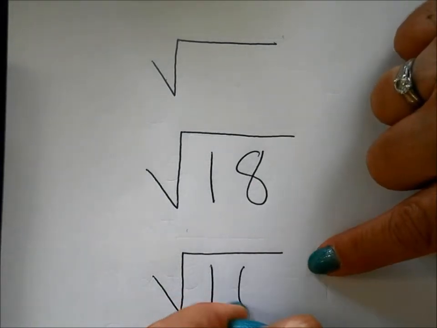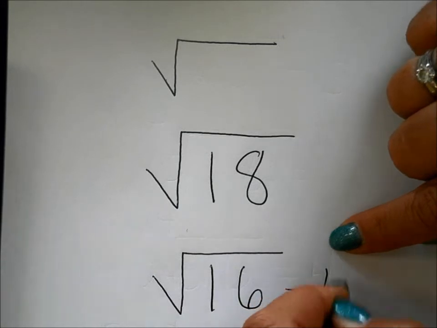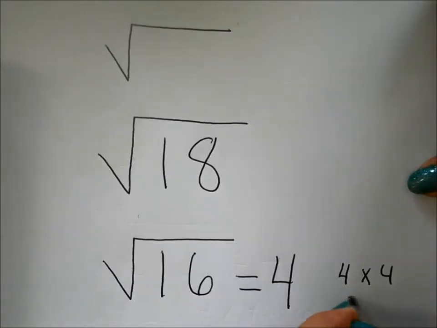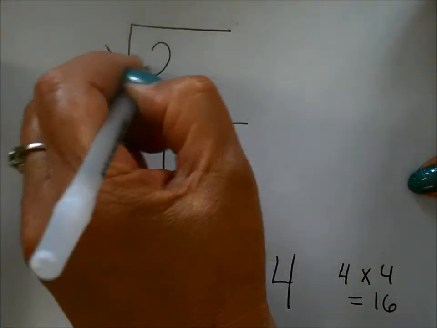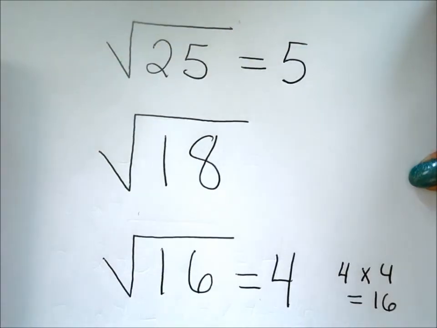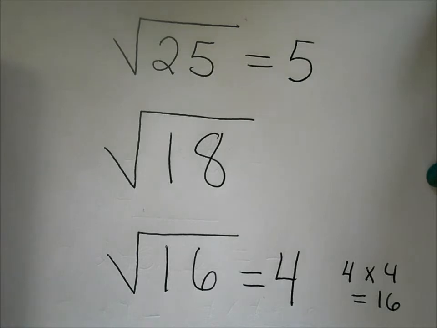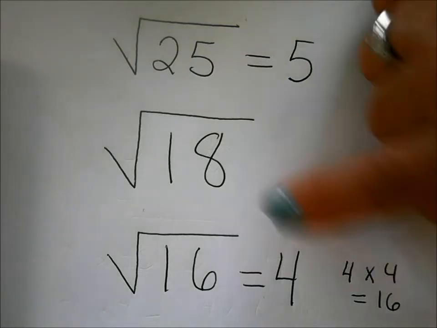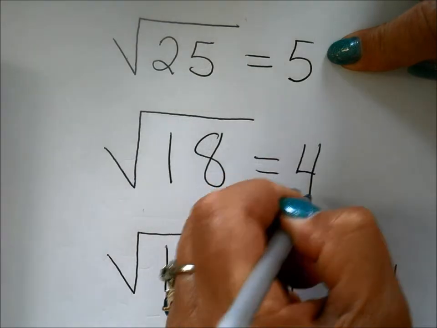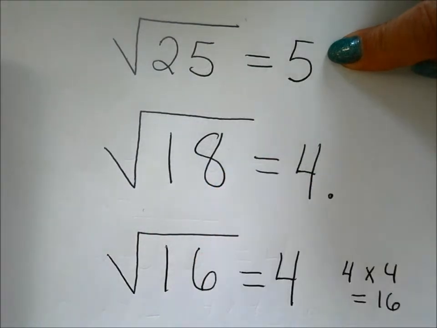The square root of 16 is 4 because 4 times 4 equals 16. The square root of 25 is 5 because 5 times 5 is 25. So I know that the square root of 18 is bigger than 4 but less than 5. So I know it's 4 and some decimal part.